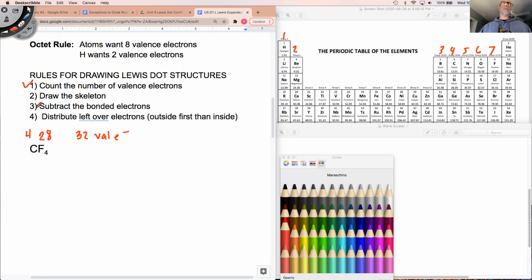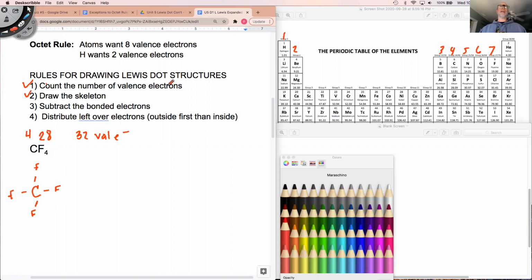After we get the total number of valence electrons, we draw the skeleton. Which of these elements are going to go in the middle? Will the carbon or the fluorine go in the middle? That's right, the carbon, because the carbon is most different. So we're going to put a carbon and we're going to bond the 4 fluorines to it. 1, 2, 3, 4. And then we're going to look at our rules.